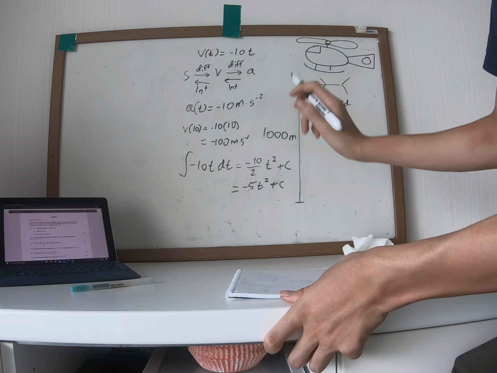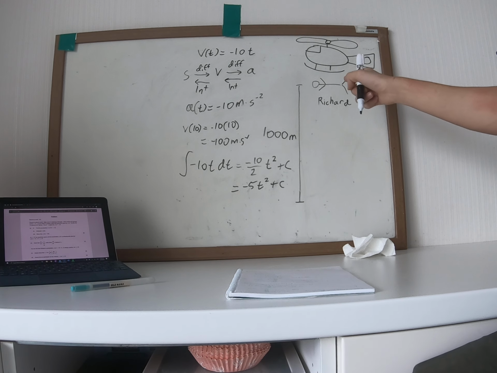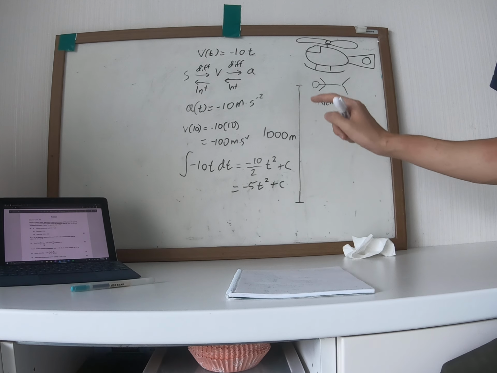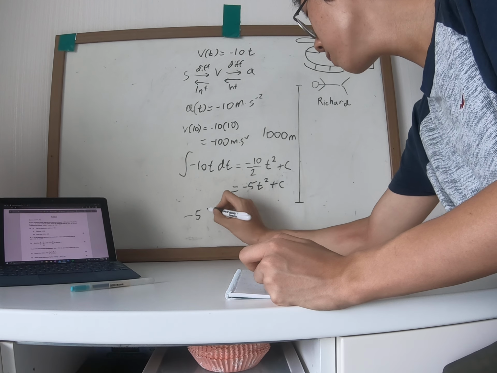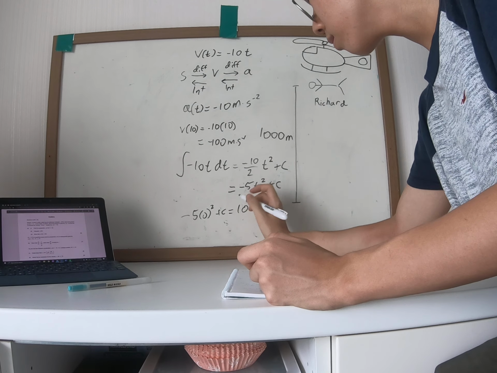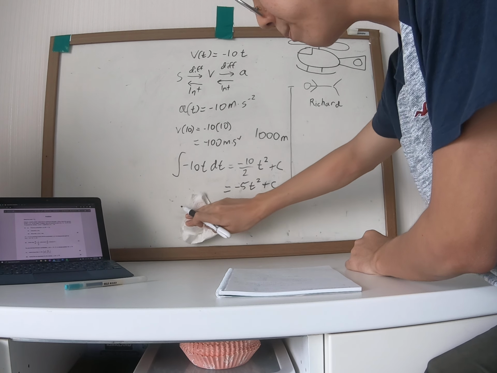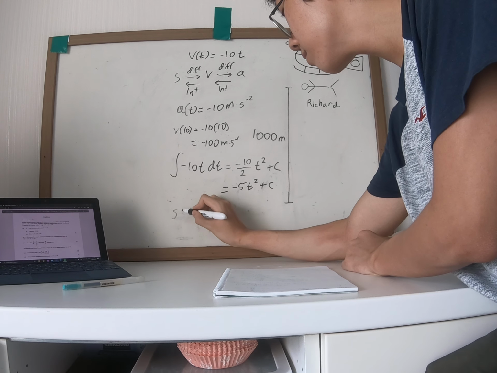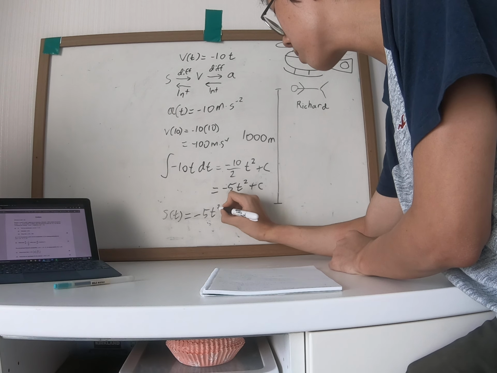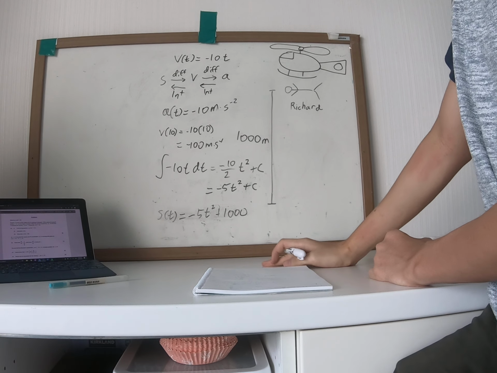Now the problem is we need to get c. How? This is simple. We were given a clue at the beginning. When t was 0, at the instant Richard falls, we know that the displacement is 1,000 meters. So by putting 0 in for t, we can get c. In equation form, this is negative 5 times 0 squared plus c equals 1,000. So c is 1,000 because this is just 0. Knowing this, we can rewrite our displacement function: s(t) equals negative 5t squared plus 1,000.